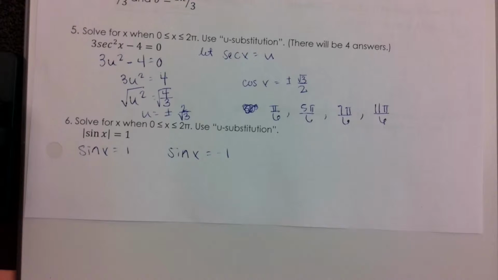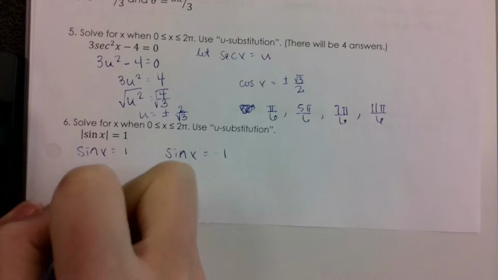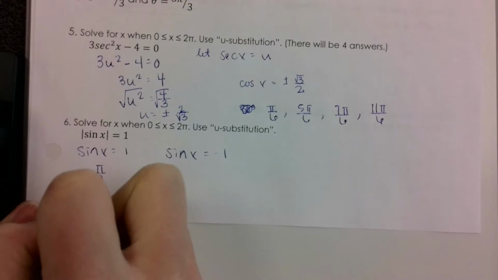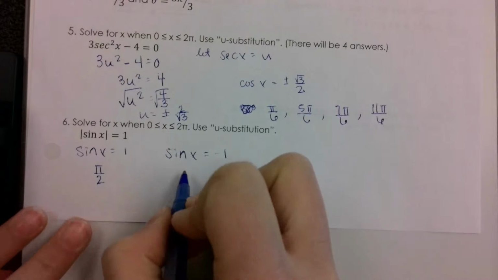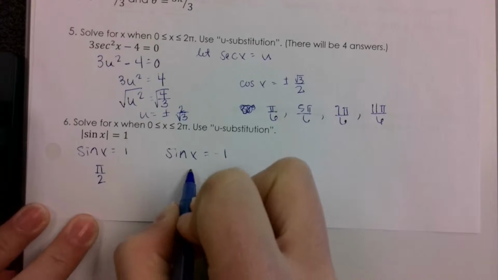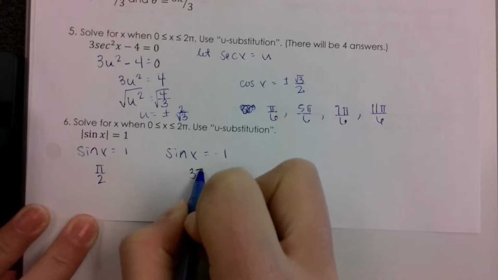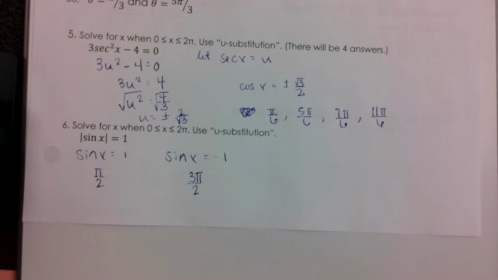So where is sine 1? Pi over 2. And where is sine negative 1? Three pi over 2. Any questions so far?